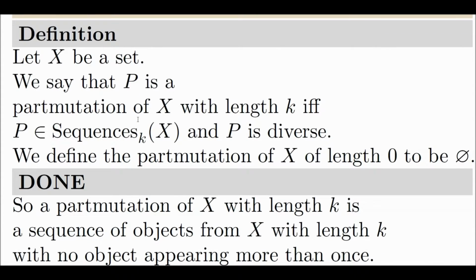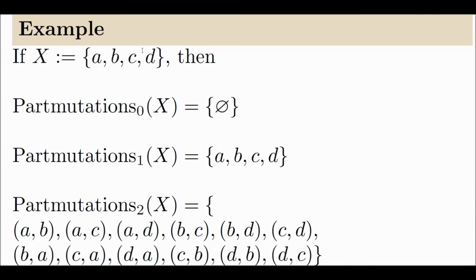Now I can define what a partmutation is. Let's say capital X is a set. We'll say that P is a partmutation of X with length K if P is a sequence of length K built from the objects in X and P is diverse. So here's an example. Let's say X is a set of letters A, B, C, and D. If you want the partmutations of length 0 of X, this would just be the empty set. If you want partmutations of length 1 of X, this would be all the sequences of length 1 that you could write down using the objects from X.